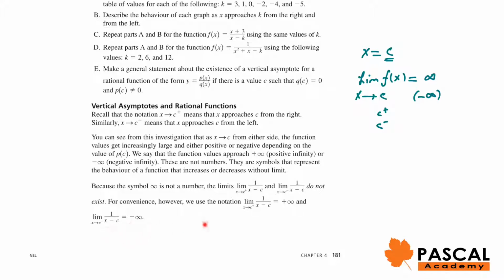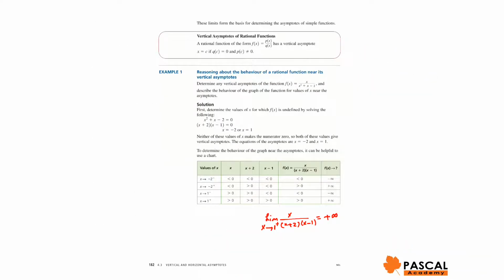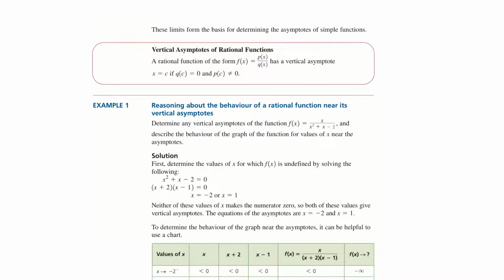For example, we know the limit of 1 over x minus c as x approaches c from the right side is positive infinity, and the limit of 1 over x minus c as x approaches c from the left side is negative infinity. Therefore, x equals c is the vertical asymptote of y equals 1 over x minus c. This is what we learned in the previous course.